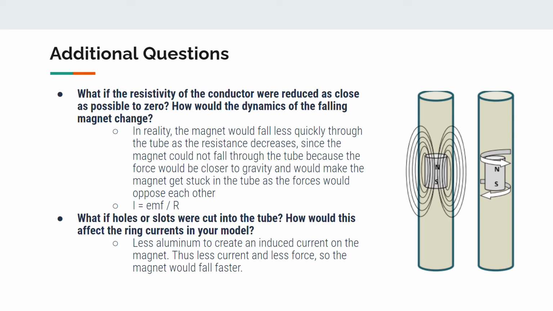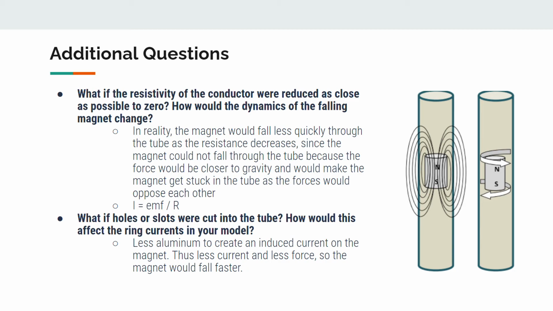Now, what if the resistivity of the conductor were reduced as close as possible to 0? How would the dynamics of the falling magnet change? Honestly, in reality, the magnet would fall less quickly through the tube as the resistance decreases, since the magnet could not fall through the tube because the force would be closer to gravity and would make the magnet get stuck in the tube, as the forces would oppose each other. Using that fundamental law that we always must remember, I is equal to EMF over R.